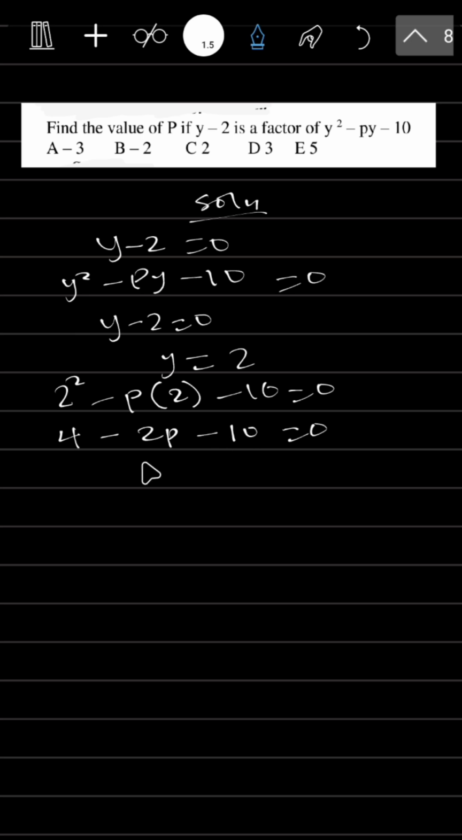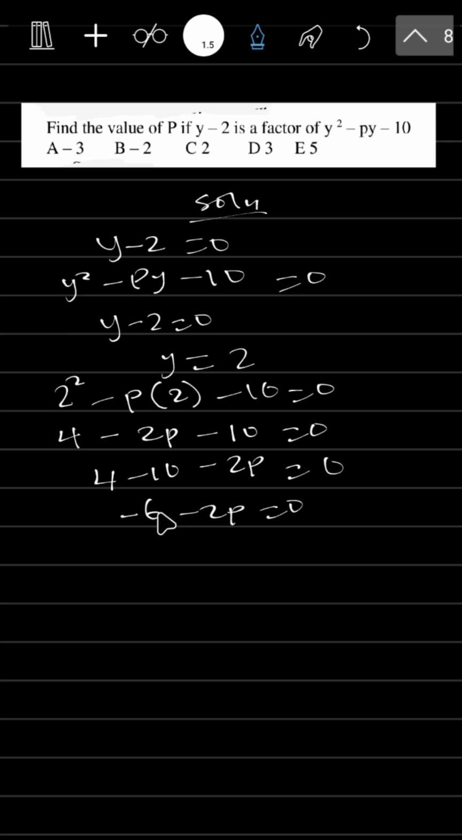Now the next thing is to collect like terms. Here you have minus 10, and here we have 4. We can bring these together because they are both numbers, while this one is a number attached to p, so it's different. So we have 4 minus 10 minus 2p equal to 0. 4 minus 10 gives us minus 6, because 10 is bigger than 4. So we have minus 6 minus 2p equal to 0.